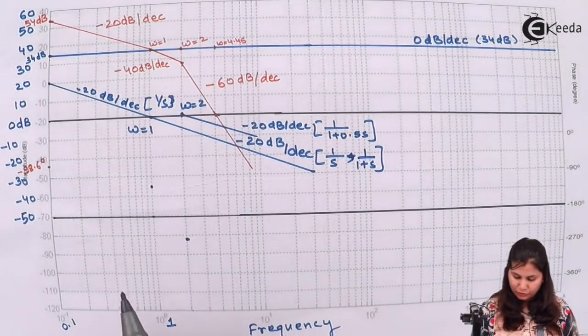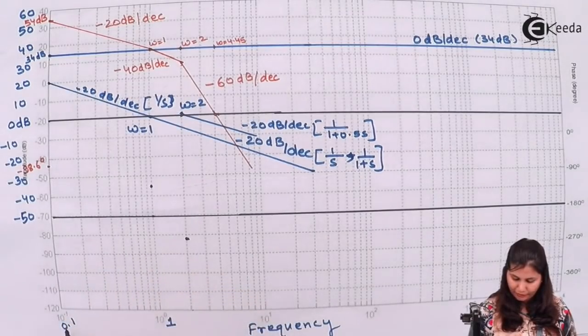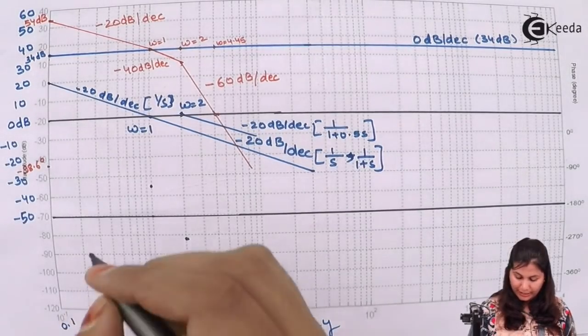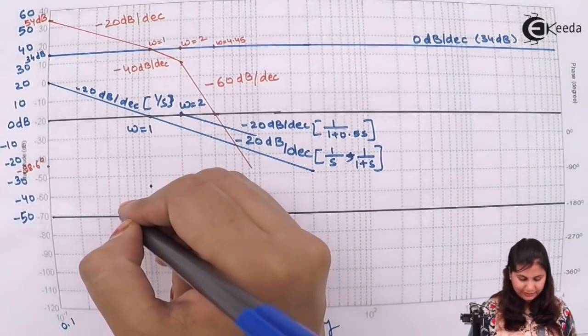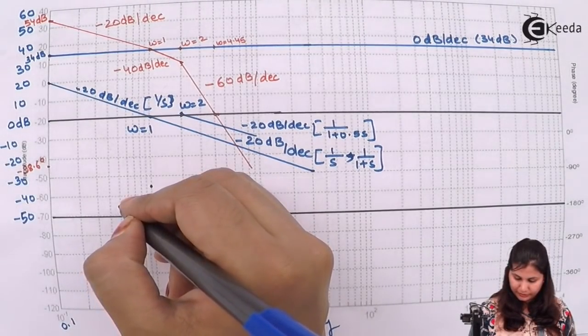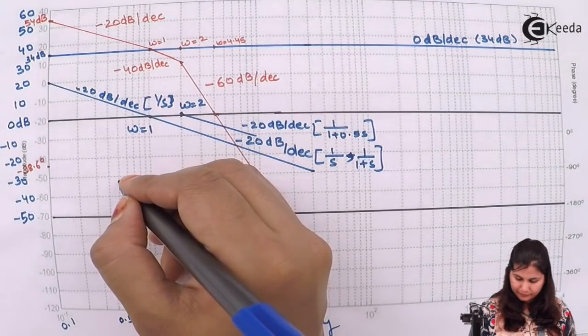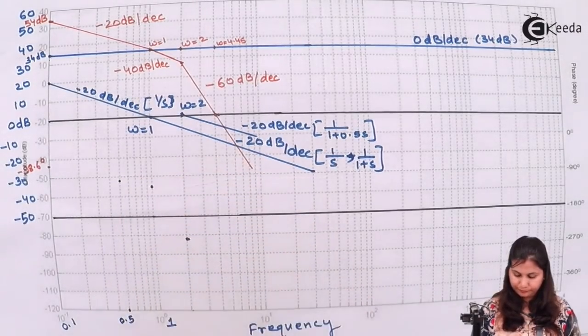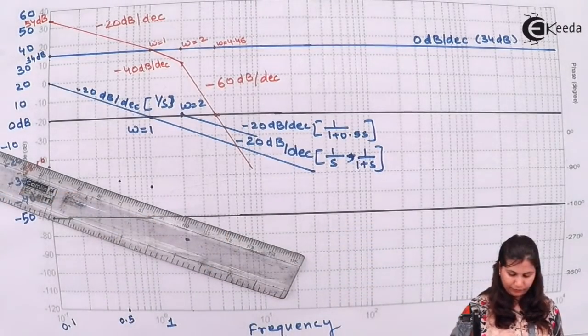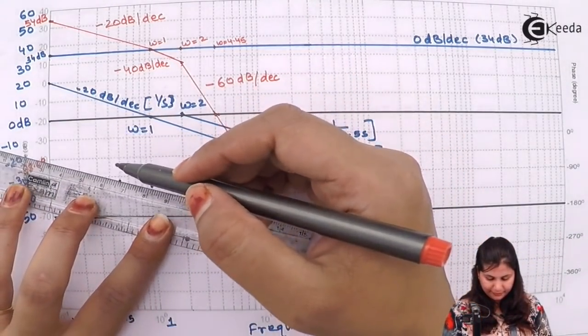This is 1. So 0.5 will be here: 0.1, 0.2, 0.3, 0.4, 0.5. At 0.5, the phase angle is minus 130. Minus 130 will be here. Join these lines.